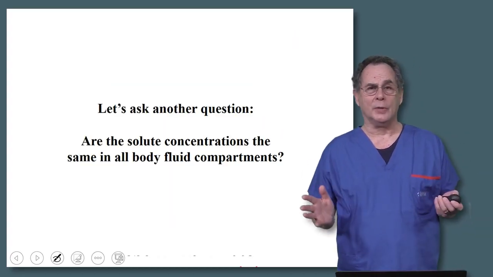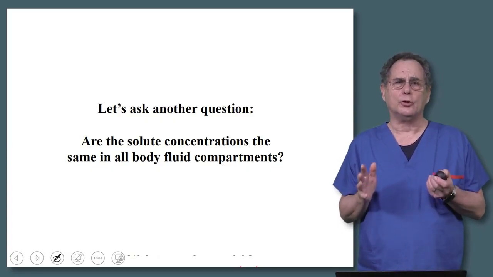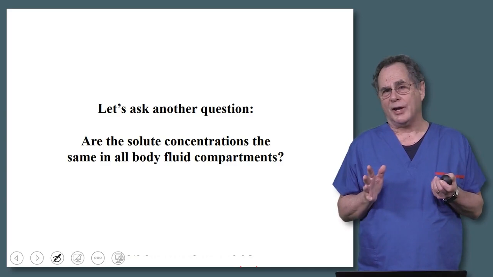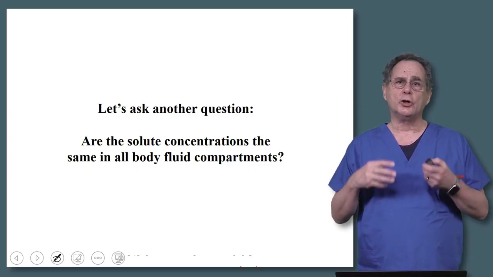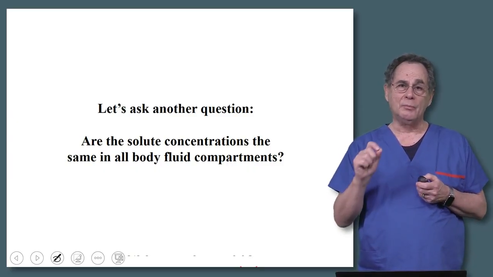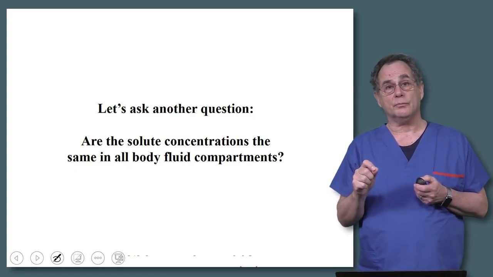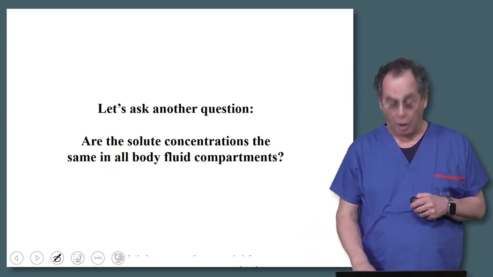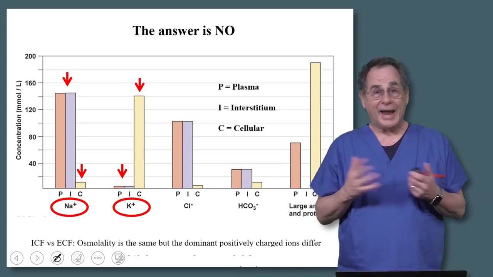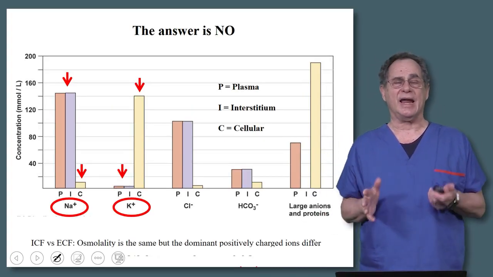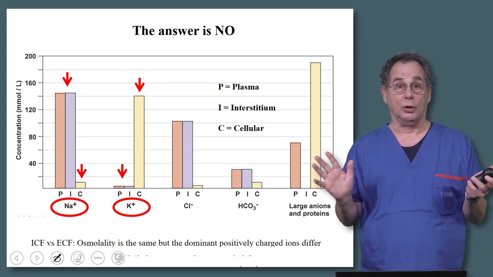So now that we've determined that the osmolality in all of the body fluid compartments is for practical purposes the same, the question we have to ask ourselves is, what are the solutes in each of those compartments that are contributing to that osmolality? Remember, osmolality is the solute concentration in that fluid. So what are the solutes that contribute to the osmolality, which is equal? Are the solutes the same? And the answer is no. The solutes are not the same in each compartment, although the concentration of the solutes is equal.